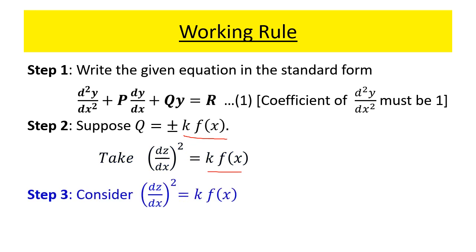And in the next step, consider (dz/dx)² = k f(x). Raising to the power 1/2 on both sides, or in other words taking square root, we get dz/dx = √(k f(x)). So that dz = √(k f(x)) dx. Now variables are separated. So on integrating, we get z = ∫√(k f(x)) dx.